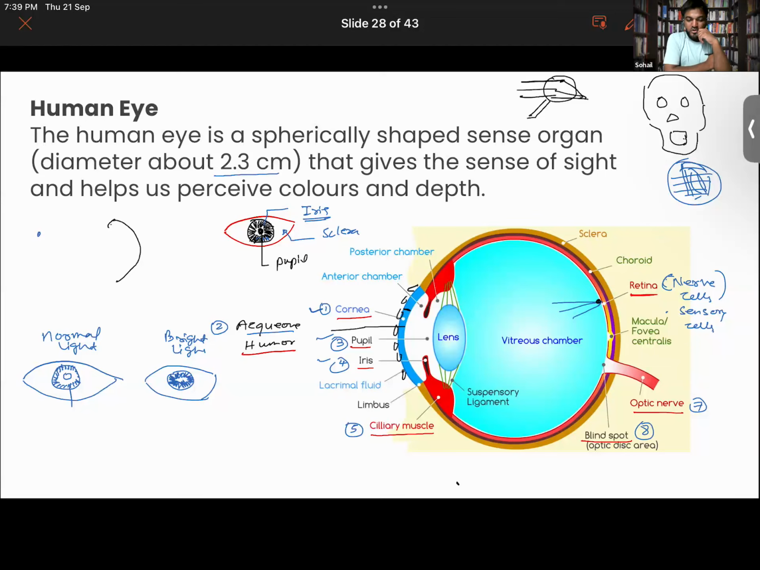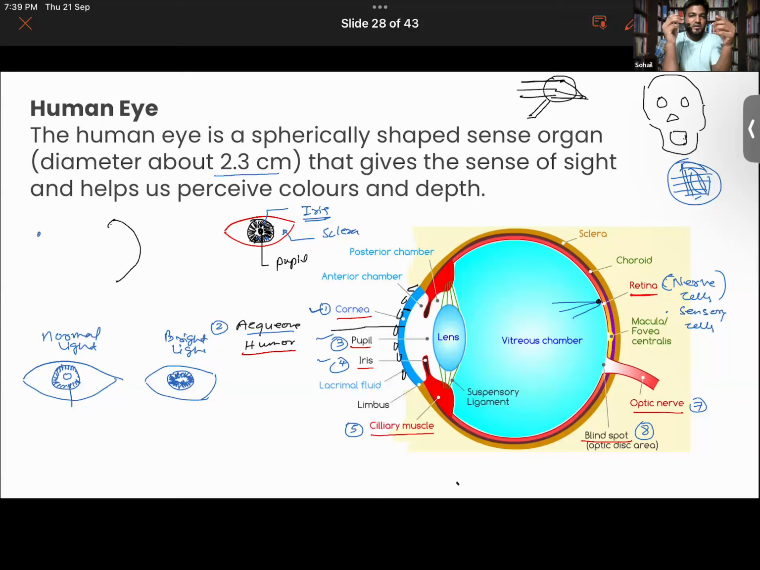The cornea is the outer covering for the iris and the pupil. The light that is entering our eye first enters through this very thin membrane, the cornea. So the cornea is actually transparent. It is a thin structure through which light enters the front part of the eye first. That is simply called the cornea.